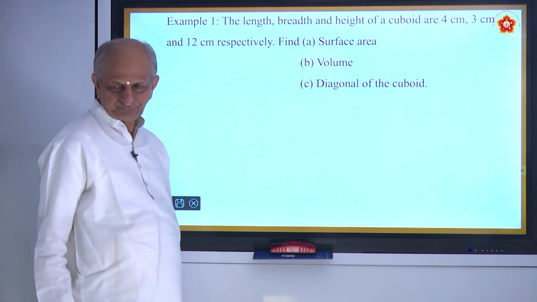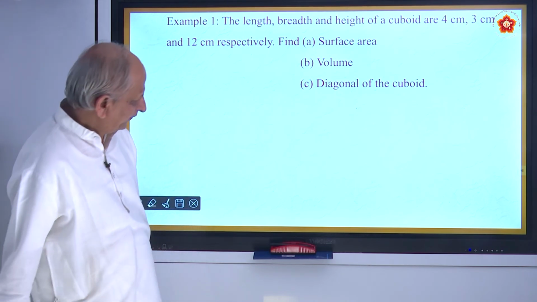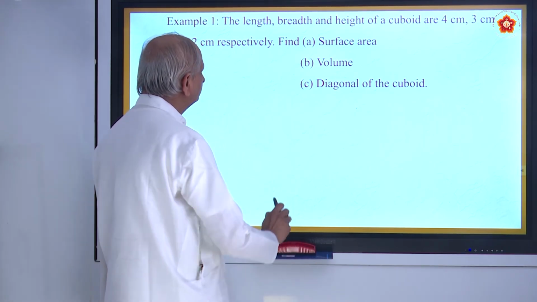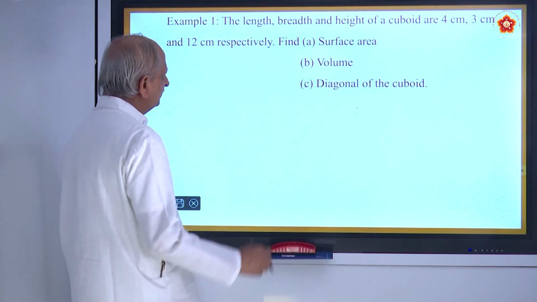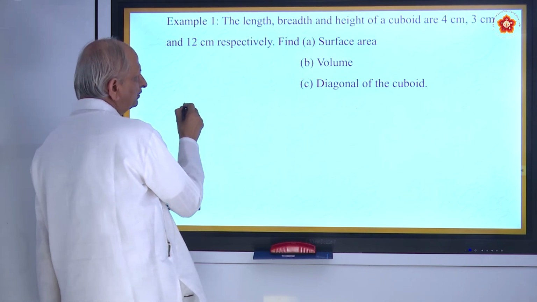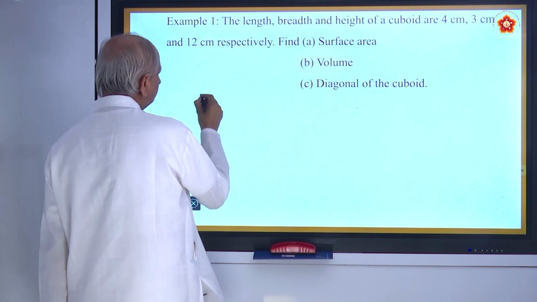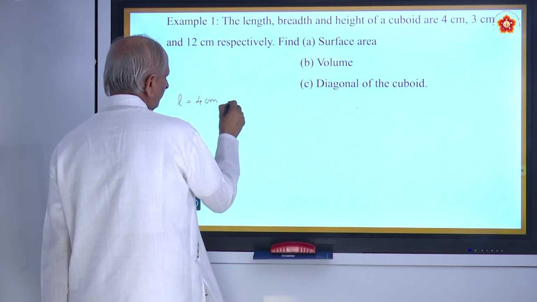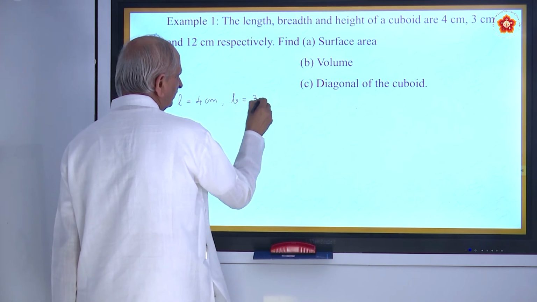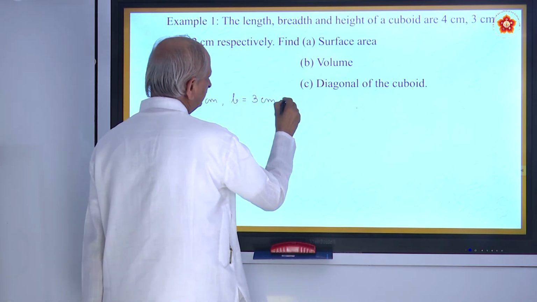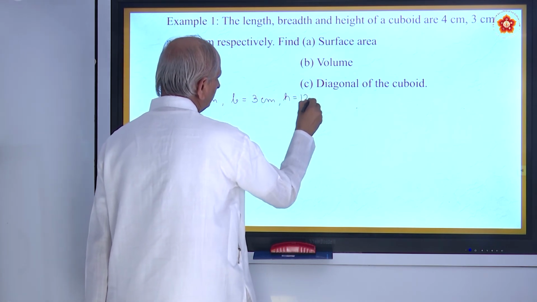Now here is a question. Find the surface area of a cuboid with the length L is equal to 4 centimeters, breadth B is equal to 3 centimeters, and height H is equal to 12 centimeters. What is the area?